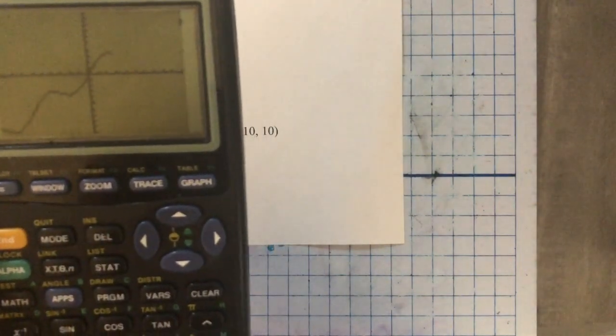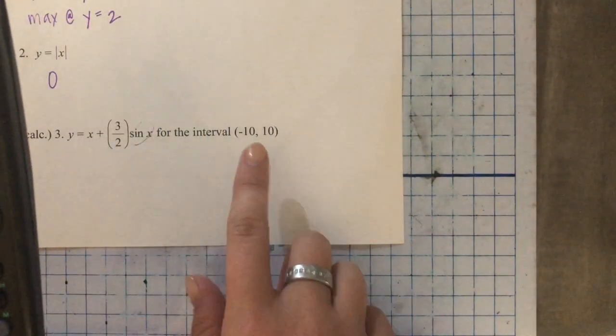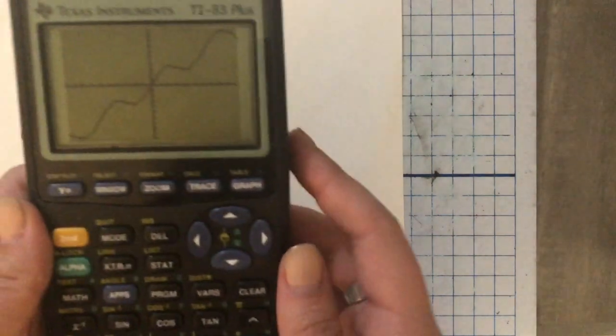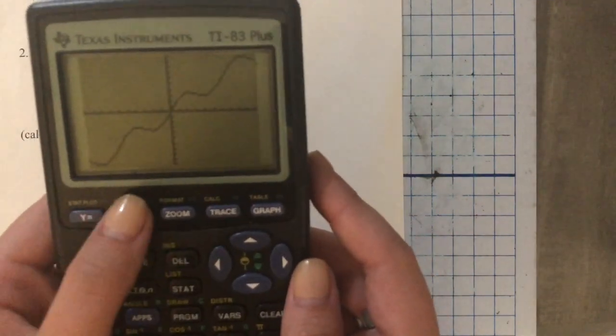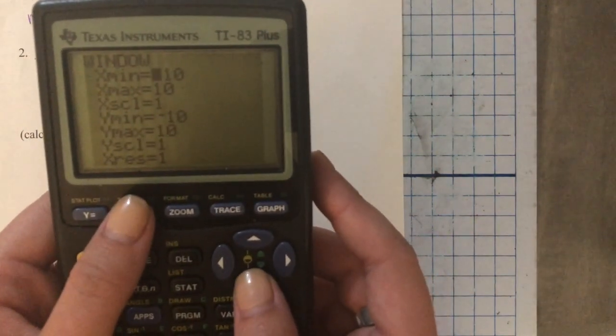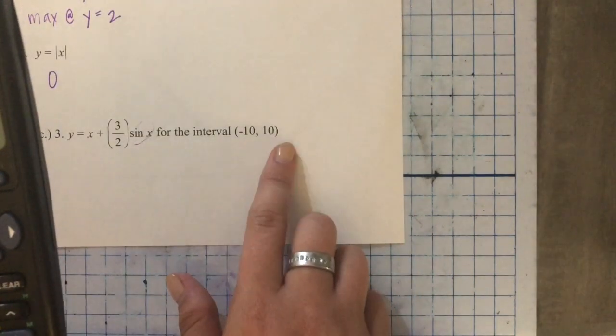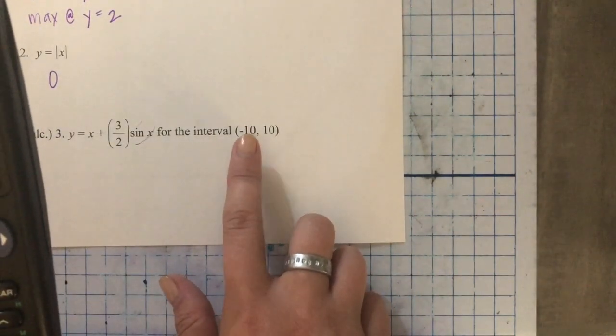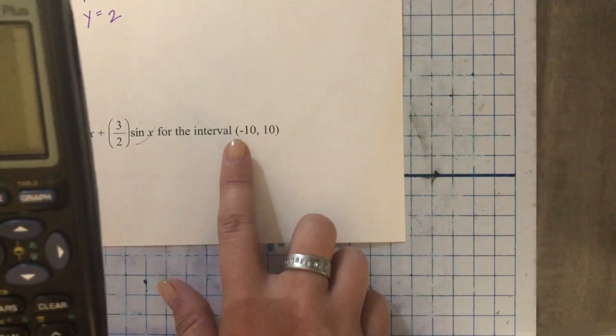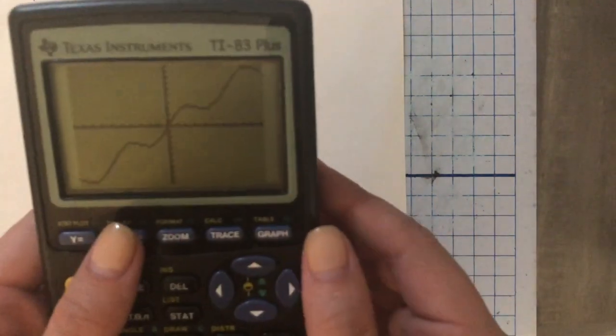Okay, this one, notice, does have an interval. My calculator is already set there, but if it wasn't, you would go to window and you want your x min to be -10 and your max. Remember, these are both x's. Your intervals are always x's, so you want from -10 to 10. I already have that, so that's not an issue.